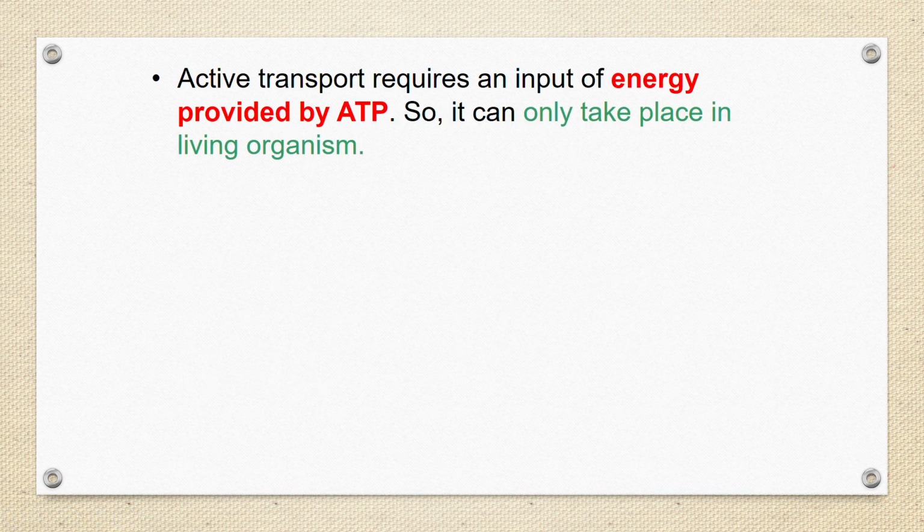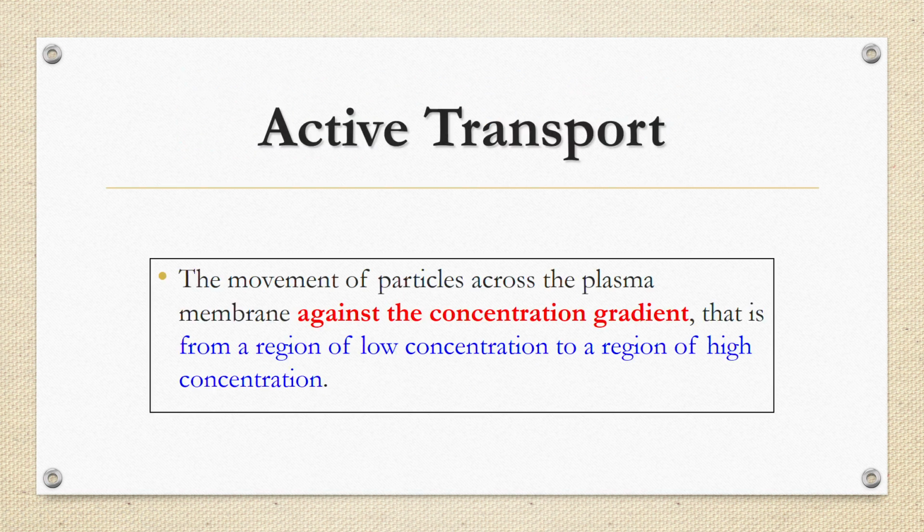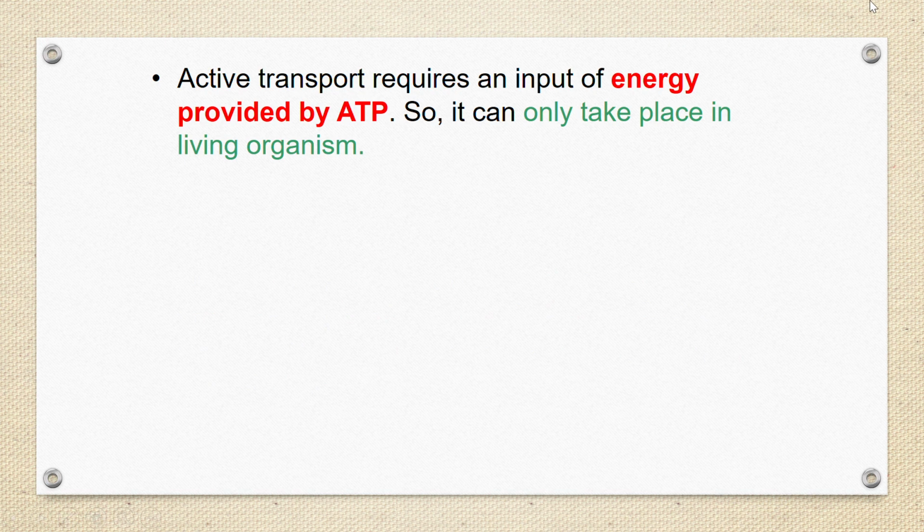Therefore, sebab dia bergerak melawan concentration gradient, it is not an easy movement, and it requires the input of energy in the form of ATP, adenosine triphosphate. Okay, ini adalah bentuk tenaga that is readily available. So it can only take place in living organisms sebab dia memerlukan ATP. Remember tenaga, energy.